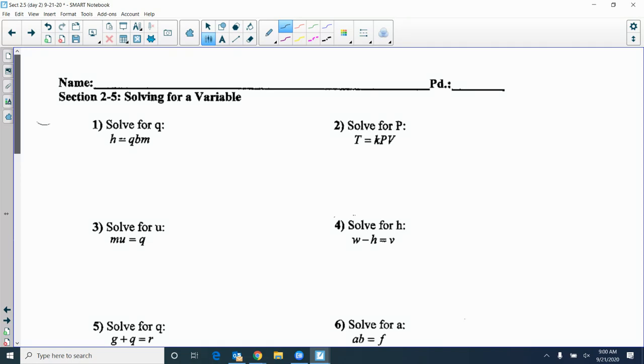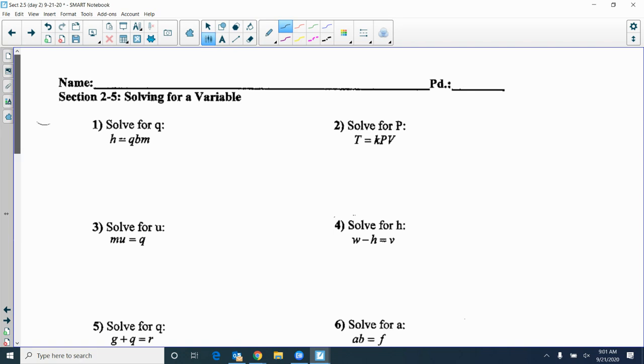All right, ladies and gentlemen, we're gonna do the left-hand column together, and then you guys will have the right-hand column evens to do for homework. All right, so the first one, I want to solve for the letter Q. H equals QBM. Those are all smashed together, so it means those three variables, Q, B, and M, are being multiplied. So I can do this in one step.